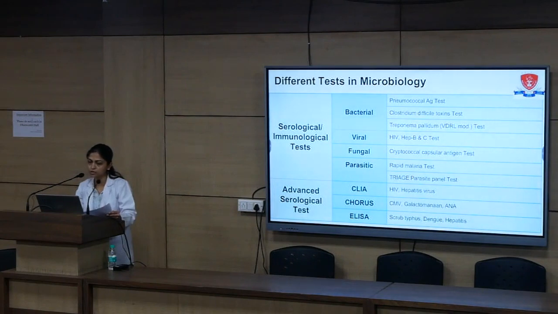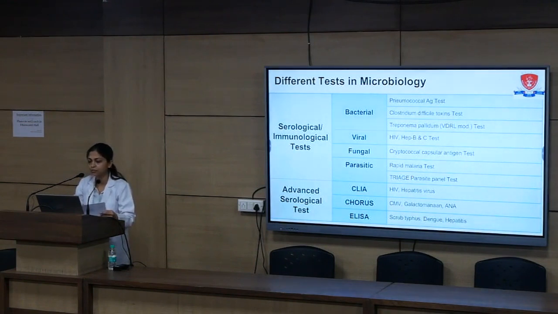First one is serological or immunological tests, which means in this, we identify or calculate the antibodies or antigen titer in different samples like urine, blood, body fluid, etc. And they are done for different etiological agents like bacteria, virus, fungi or parasites. These are the names of some of the specific tests which we perform. Most common of them are like Vidal, MT test, various skin tests.